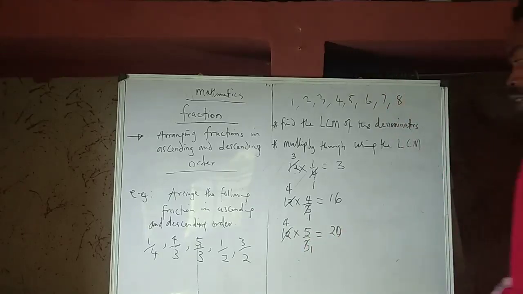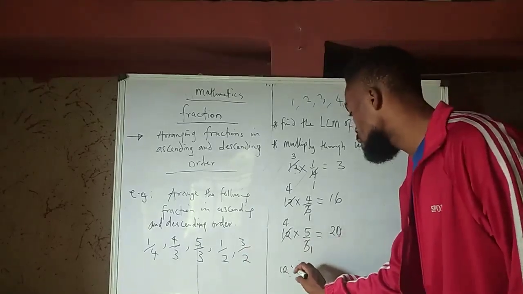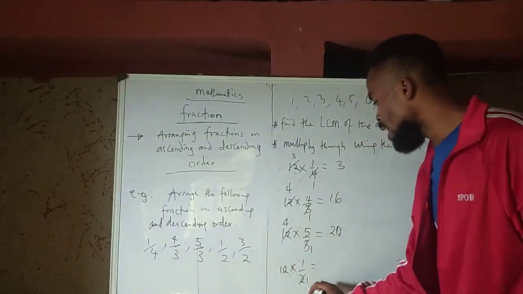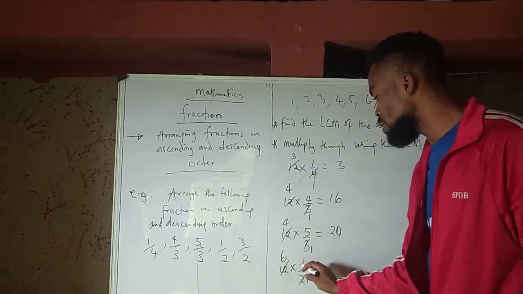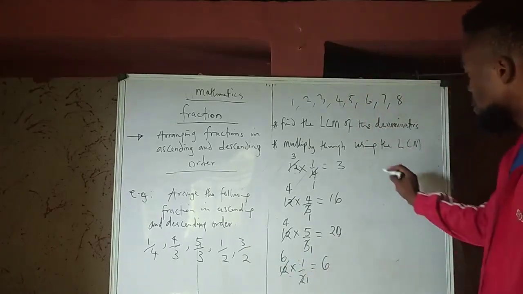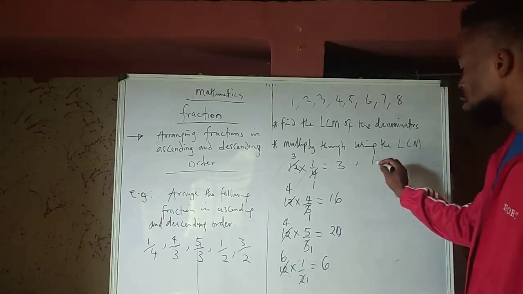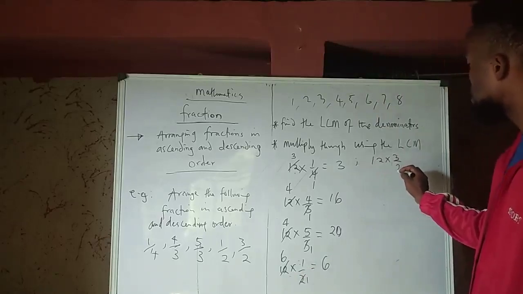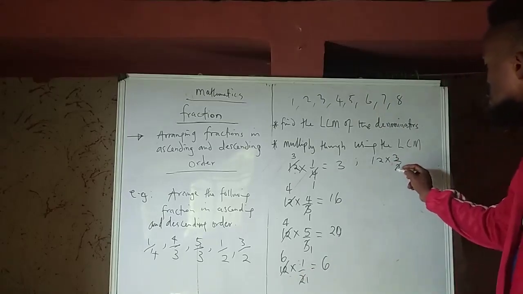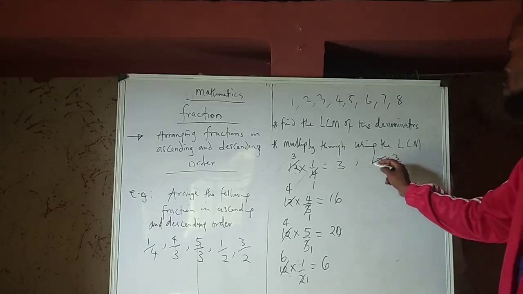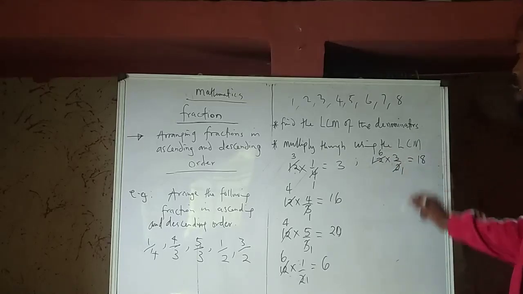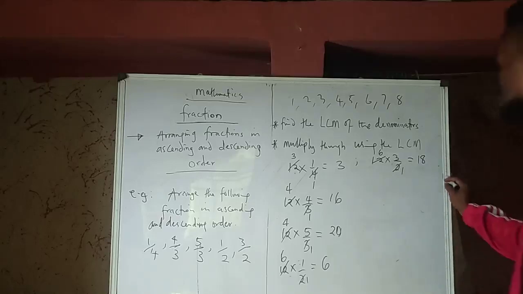Alright, the next one is 12 times 1 over 2. 2 divides here, I have 1. 2 divides 12, I have 6. 6 times 1 gives me 6. The last one, we are going to have 12 times 3 over 2. 2 into this, I get 1. 2 divides 12, I get 6. 6 times 3 is going to be what? 18.